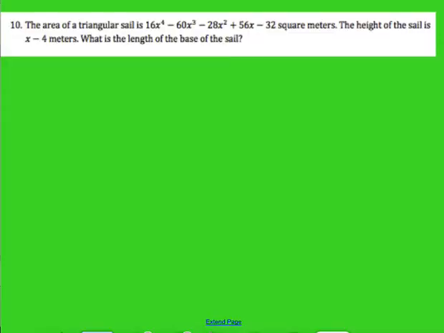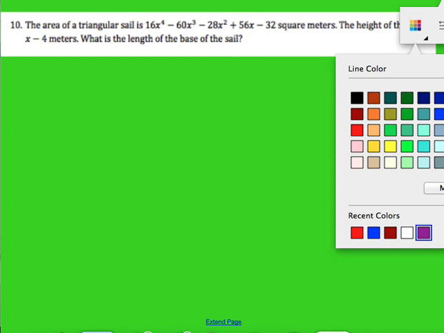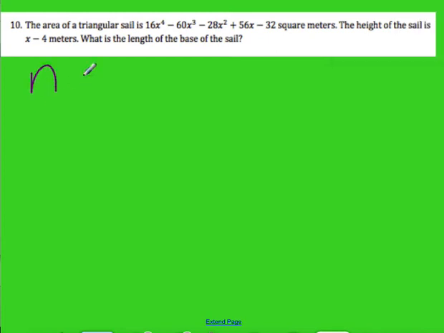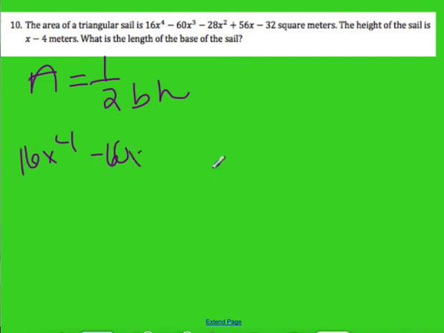So this one we're dealing with a triangle. So it gives us the area for the triangular sail, okay? And it tells us that the height is x minus 4. So the area of a triangle is 1/2 base times height. And we know the height and the area. So we have 16x to the 4th minus 60x cubed minus 28x squared plus 56x minus 32 is equal to 1/2 times the base times the height, which is x minus 4.